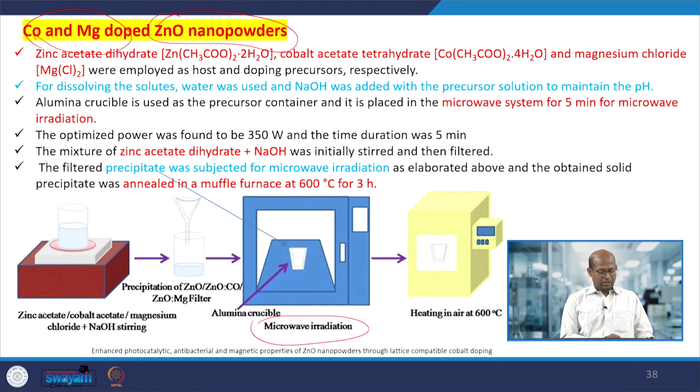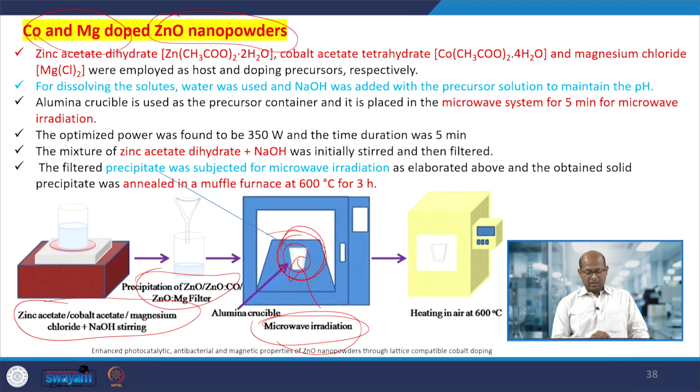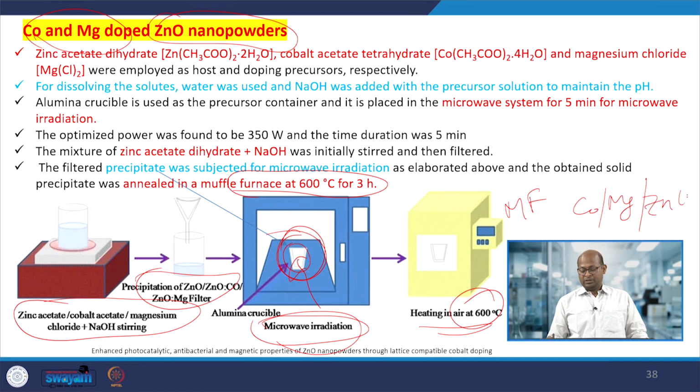So here similarly, depending upon our study of interest, we can use particular precursors, base solutions, and then we can do precipitation, and then we can put it in a microwave, in an aluminum crucible, and then microwave irradiation will be passed over those precipitates, and then if we separate out those precipitates, and then heat at 600 degrees centigrade, this is a muffle furnace. So here if we heat it in presence of air at 600 degrees centigrade for 1 or 2 hours, then we can get cobalt or magnesium doped zinc oxide nanoparticles.